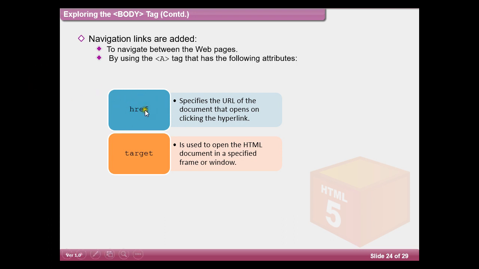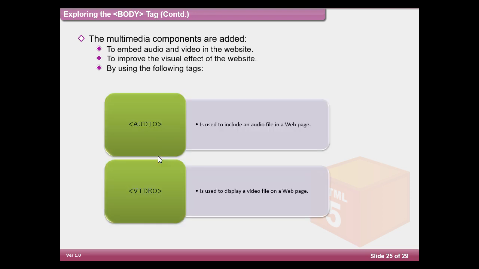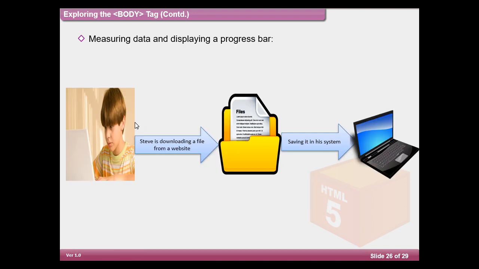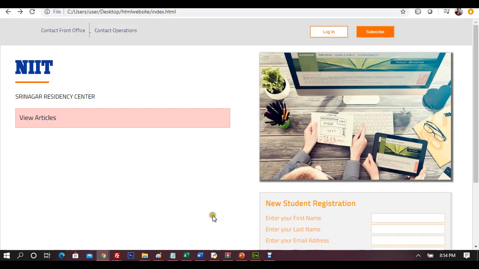Alright, I've already shown you the anchor tag and this target, right? The target can be self, it can be blank, it can be new document, right? Audio and video tags are already shown to you. You can embed audio and video in a website, so that you already know. I don't have to put too much emphasis. Measuring data and displaying a progress bar, you have already known that, right? You can measure, and you can use the progress bar to display anything because it takes just parameters, right? So those parameters can be anything.